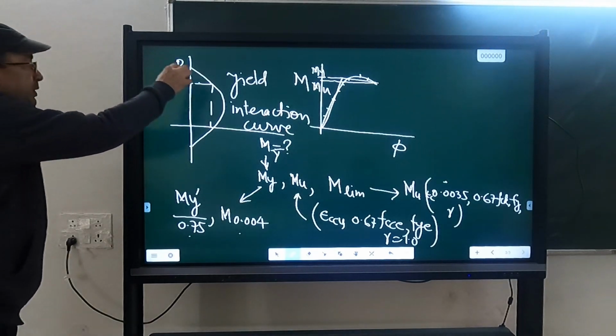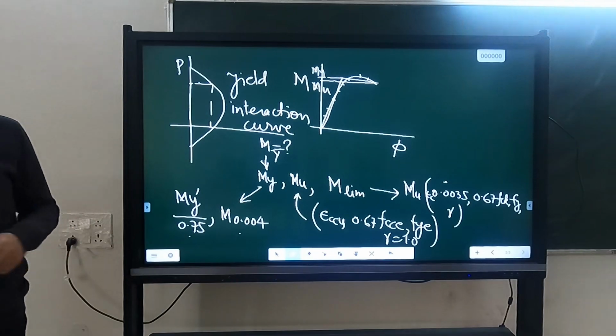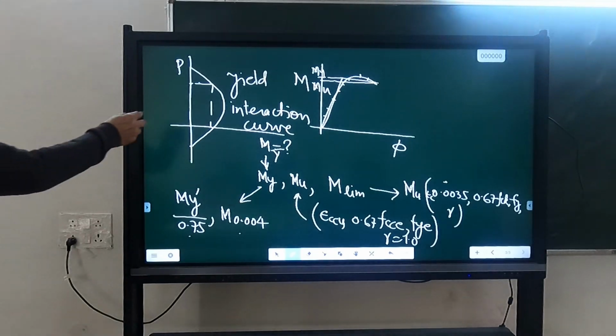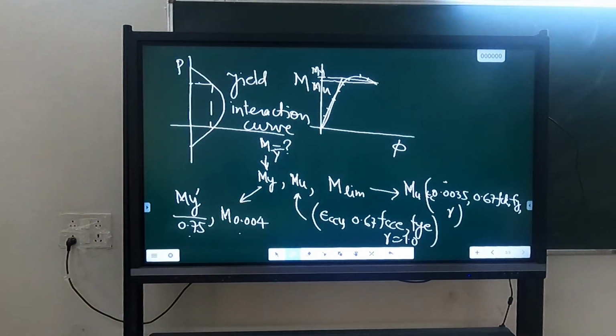So when we do a computer analysis, we need to provide this curve to the software. Either software has to generate this curve itself, or you have to provide. Then only the software can decide at what step, what value of my column is going to yield. Otherwise, you do not know. Okay, if you give one value, let us say you have given this value, and axial force changes, the value of my will also change. So that's why in case of nonlinear analysis, yield interaction curve becomes very important. Okay, and then what is yield surface?